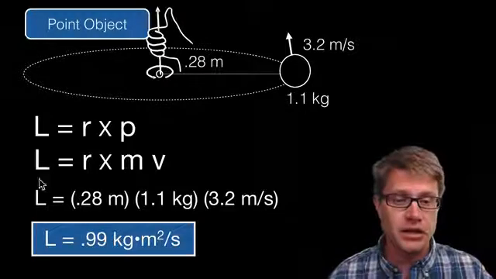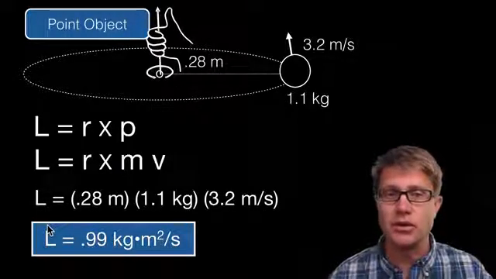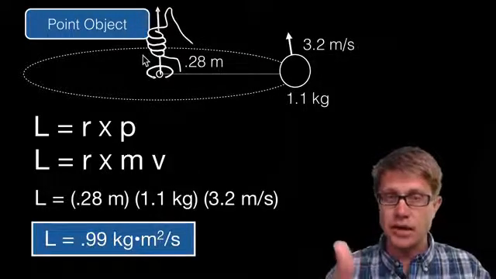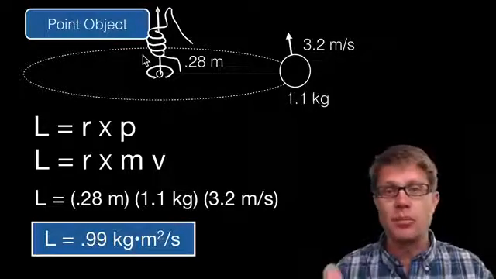Now, the one thing I should have included here is that this is a vector value, so we have to add a direction to it. How do we figure out the direction? Well, since the rotation is like this, we use the right-hand rule to show that that angular momentum is going to be acting in the upward direction.